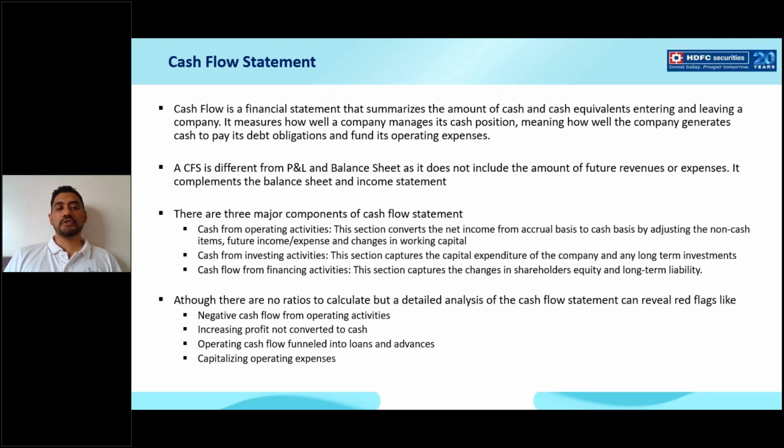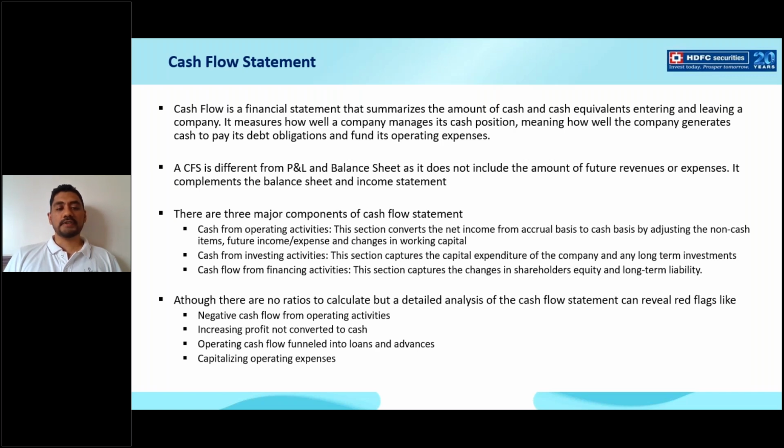Now there are three major components of a cash flow statement. The first is the cash from operating activities, then cash from investing activities, and cash flow from financing activities. The cash flow from operating activities converts the net income from accrual basis to cash basis by adjusting all the non-cash items, future income or expenses of the company, and changes in working capital. So this gives us a view of what the company is earning through its cash flows, through its operations.